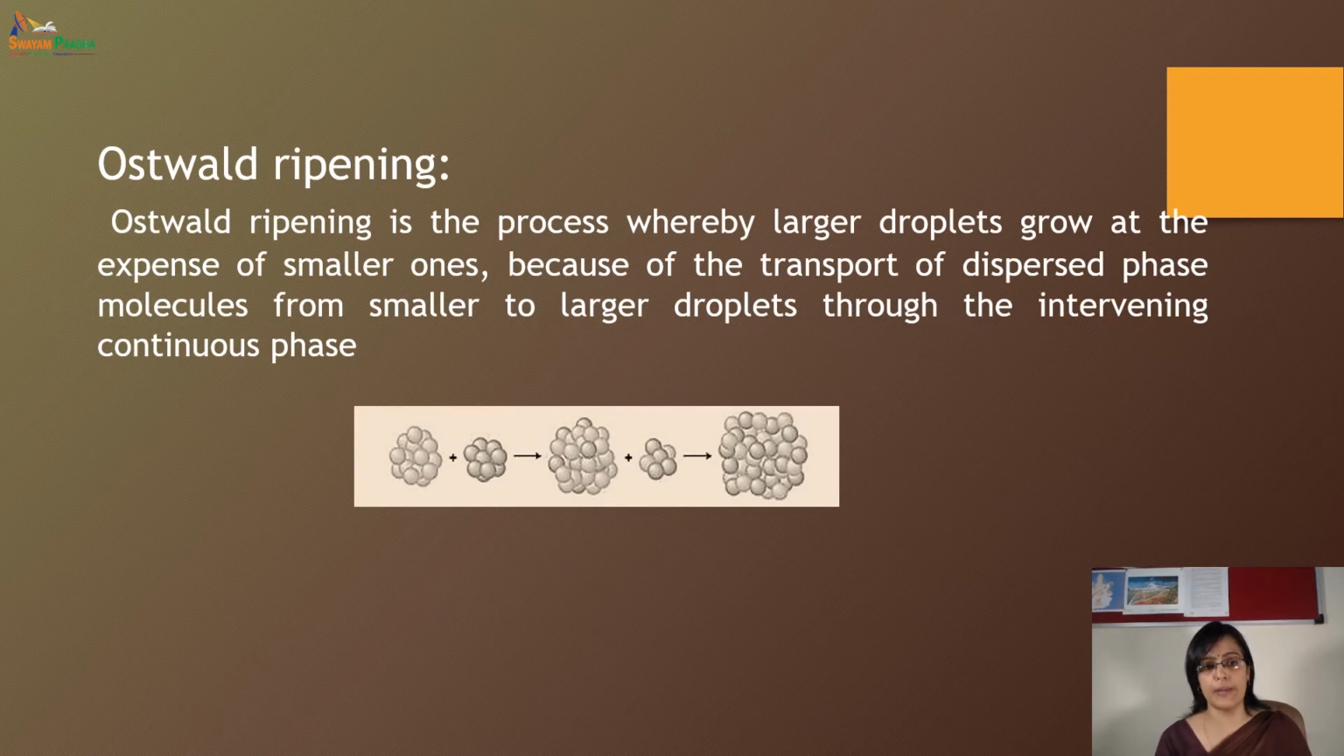Next is Ostwald ripening. You can see in the figure that Ostwald ripening is the process whereby larger droplets grow at the expense of smaller ones because of the transport of dispersed phase molecules from smaller to larger droplets throughout the intervening continuous phase. So you can understand it this way: at the expense of small droplets there is a formation of larger droplets. This is called Ostwald ripening.